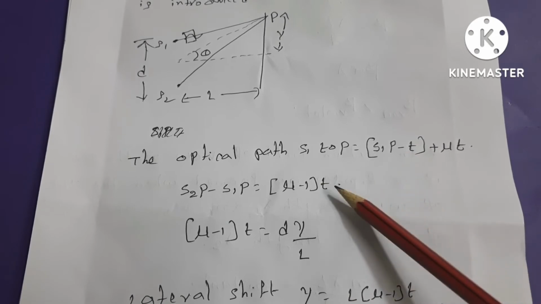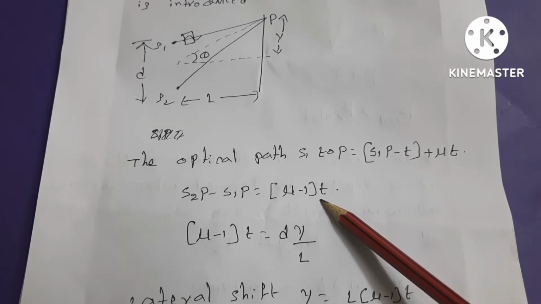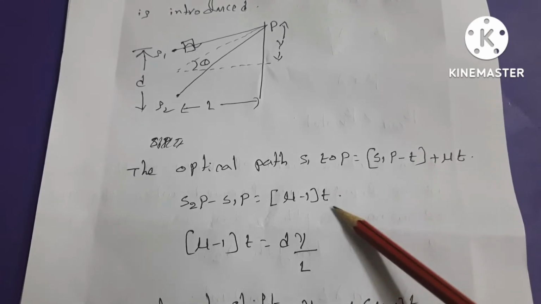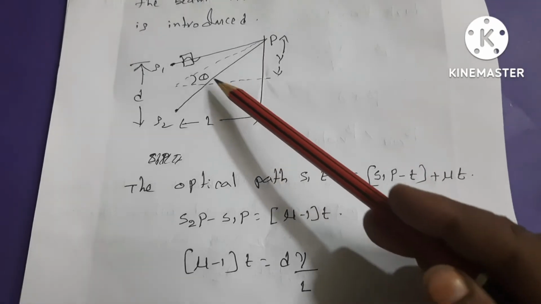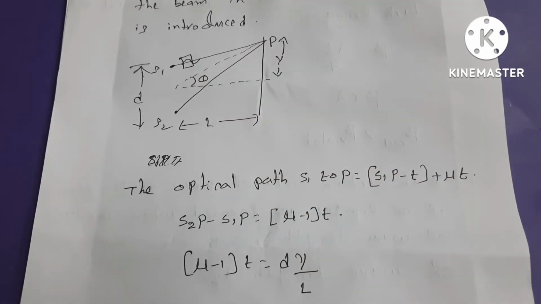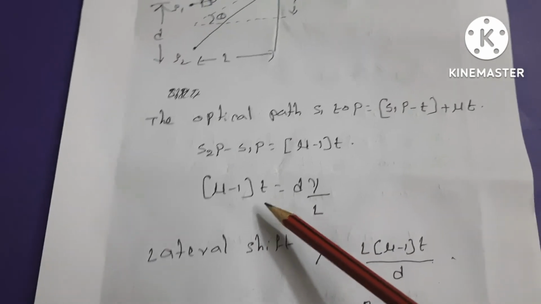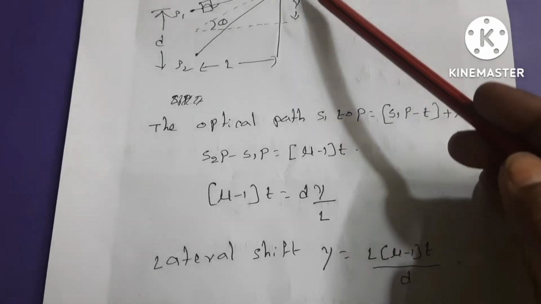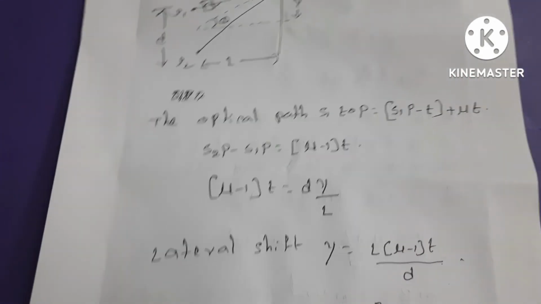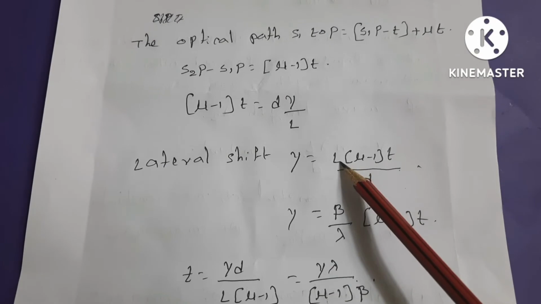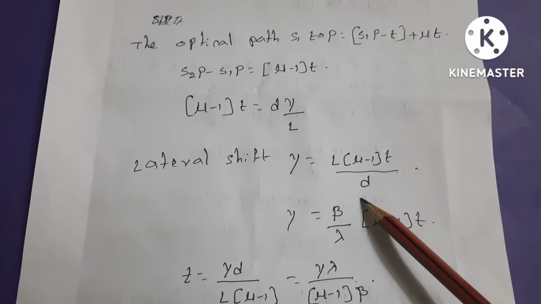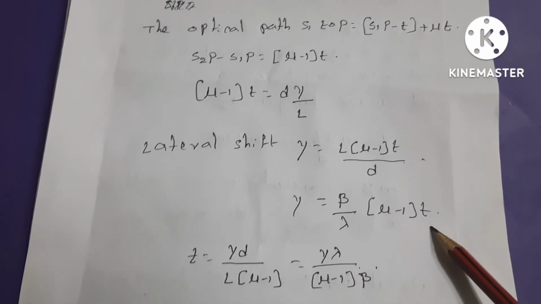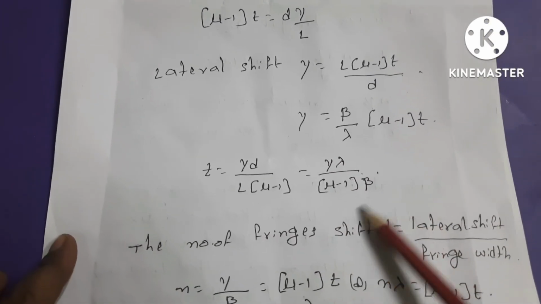This is the path difference: S1P minus T plus optical path mu into T. Finally this is the path difference when we introduce a small transparent piece, either glass, mica and so on. Then finally (mu minus 1) into T equals d y by L. You know this gap is called y. So the lateral shift, finally the formula is y equals L into (mu minus 1) into T by D. Then y equals beta by lambda into (mu minus 1) into T. So these are the expressions for this.